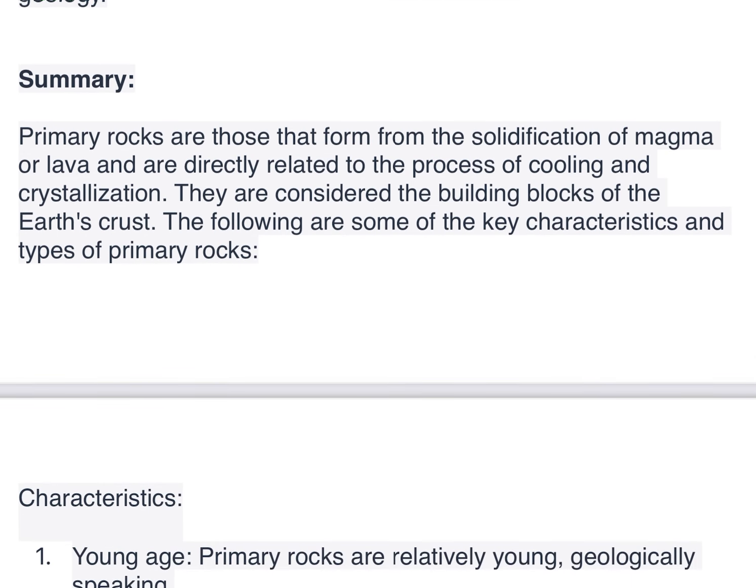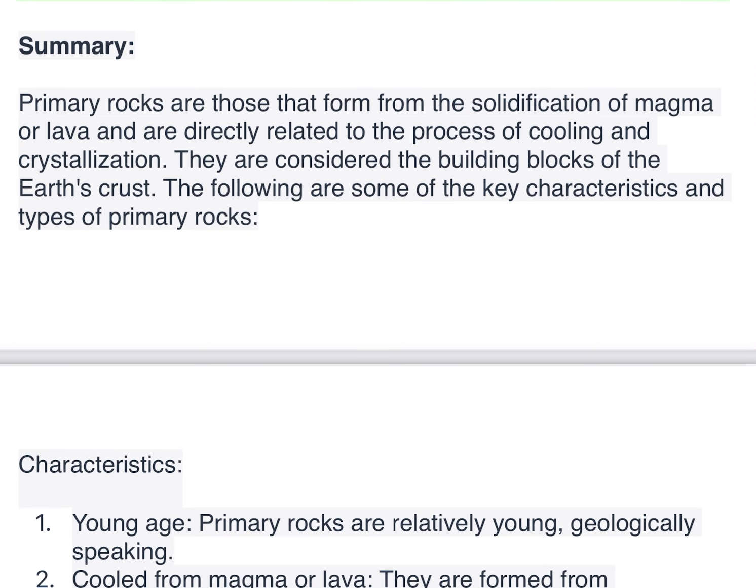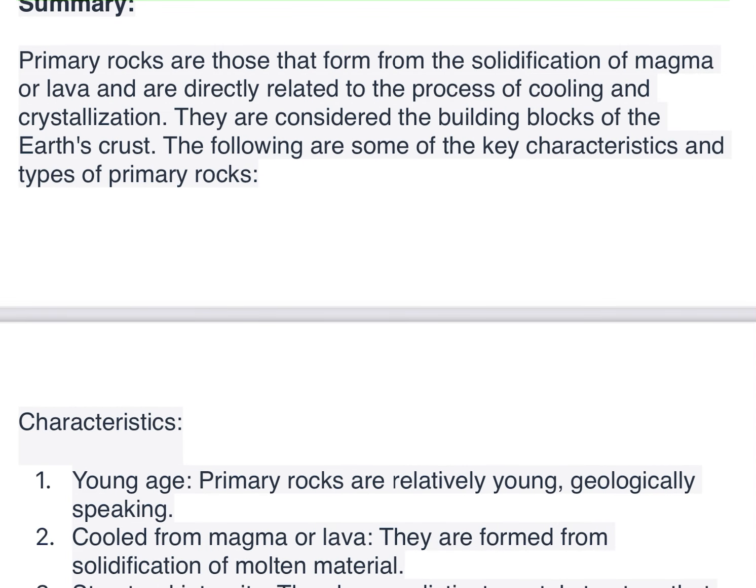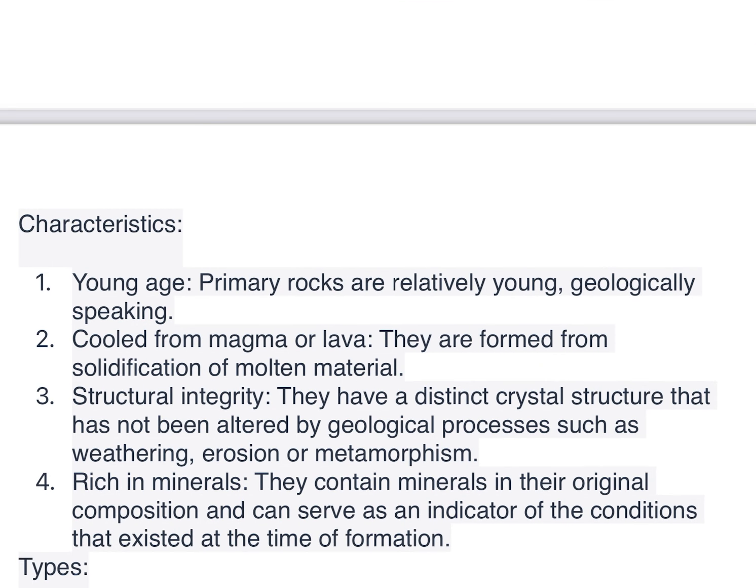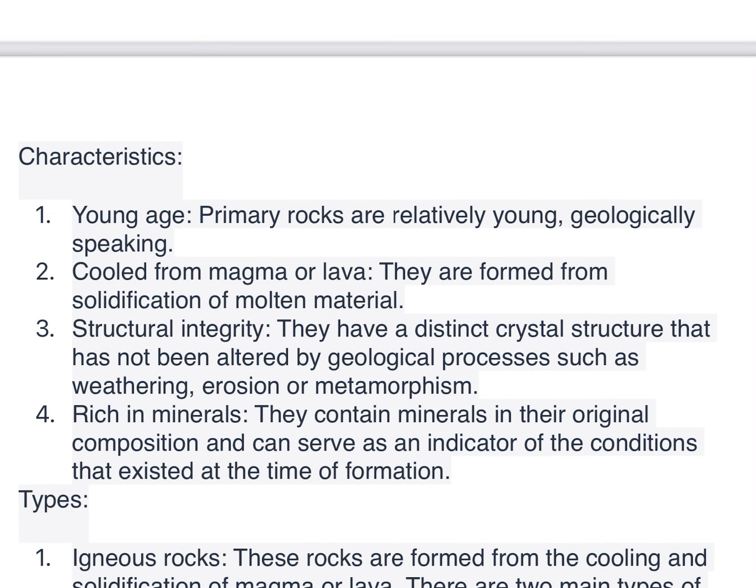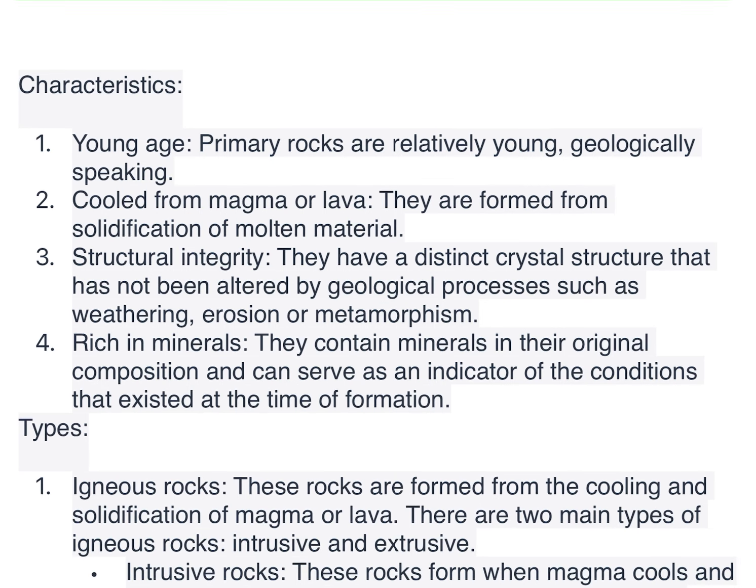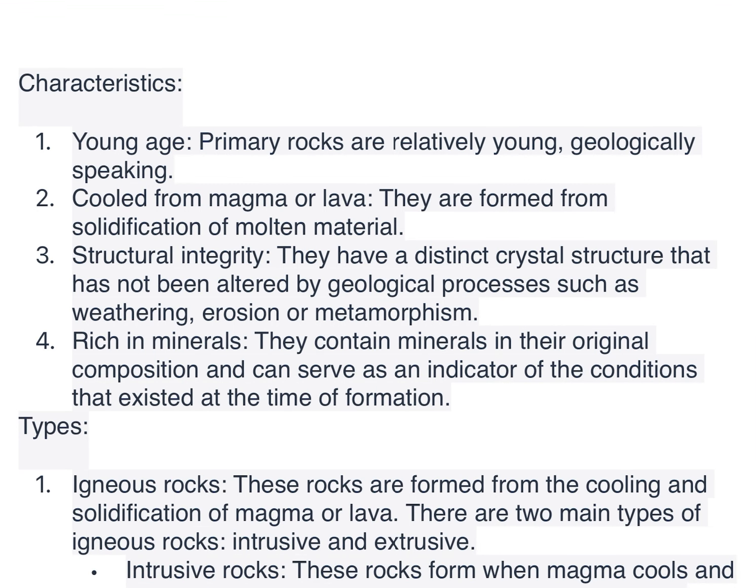Summary: primary rocks are those that form from the solidification of magma or lava and are directly related to the process of cooling and crystallization. They are considered the building blocks of the Earth's crust. The following are some of the key characteristics and types of primary rocks. Characteristics: young age. Primary rocks are relatively young, geologically speaking, cooled from magma or lava. They are formed from solidification of molten material.